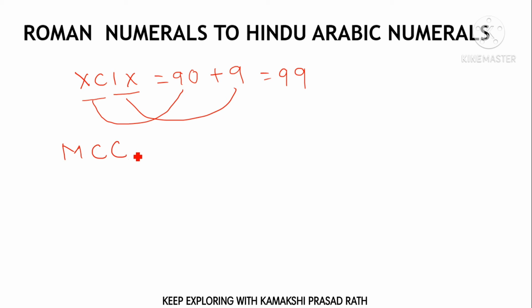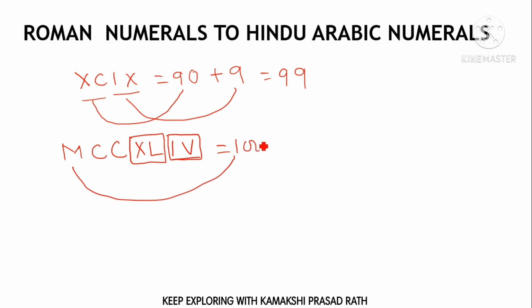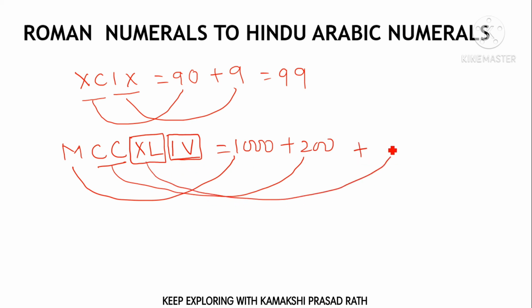Next, suppose we have MCCXLIV. Let's search for the small-big groups again. Here we have one group, and here one group. Now we will separate them. M means 1000 plus CC is 200 plus XL is 40 and IV is 4. So that becomes 1244. In this way we can convert Roman numerals to Hindu-Arabic.